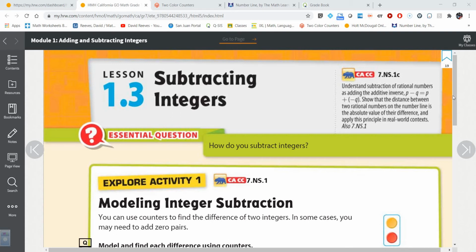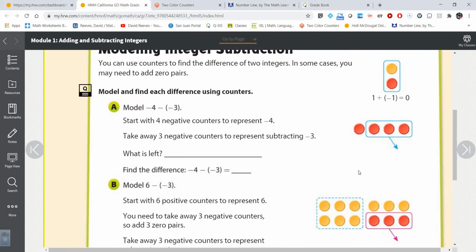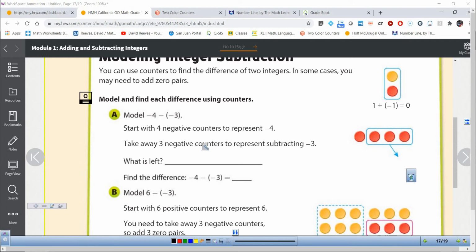All right, if you take a look at page 19 of your textbook, they have a couple of examples here with counters. When you first learned about subtraction in elementary school, you probably heard the term takeaway, and that's really what subtraction is. It's taking away. This first problem has 4 negatives, and we take away 3 negatives. What does that leave you with? It just leaves you with 1 negative. It's pretty simple to see, because we all know that 4 minus 3 is 1. So negative 4 minus negative 3 is negative 1.